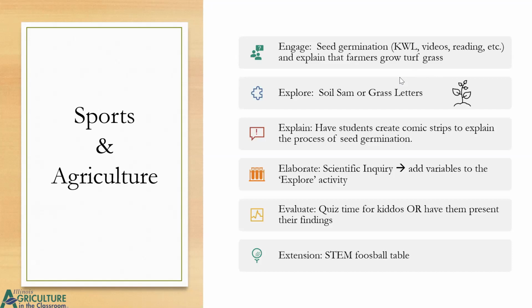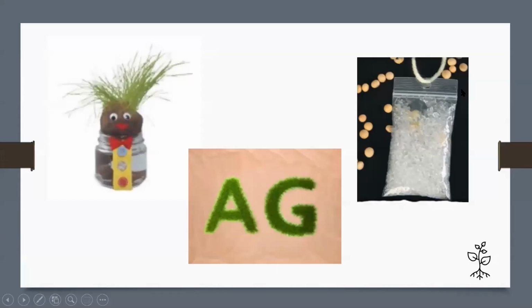So for those of you who are not familiar, this is our little Soil Sam guy, and this is our Grass Letter. So it's just growing grass. You have pantyhose and you put seeds in there and soil, and then you can put googly eyes and dress them up.